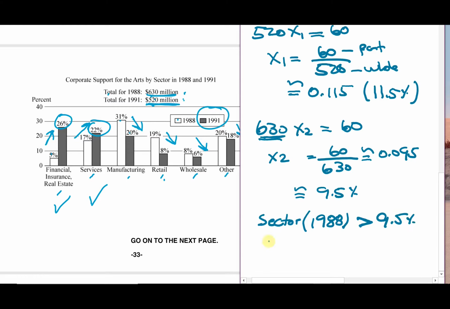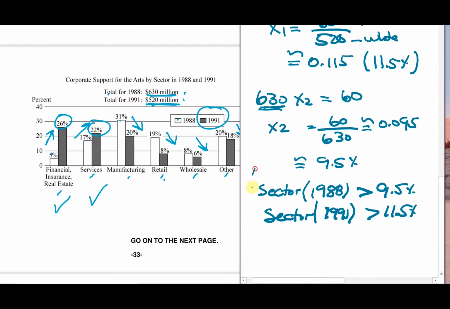And we know the sector in 1991 must be greater than 11.5%. Because the question stated we need to find for both 1988 and 1991, this condition needs to be satisfied. So we're focusing on these two conditions. And if both of them are satisfied, then the sector satisfies the condition.